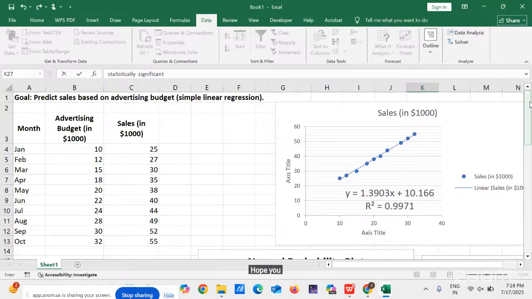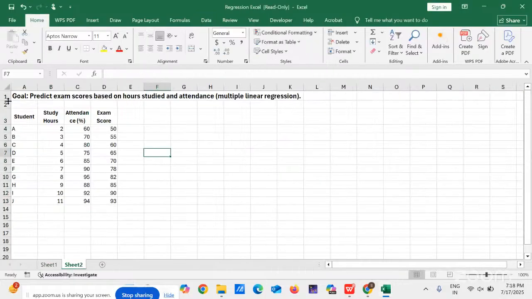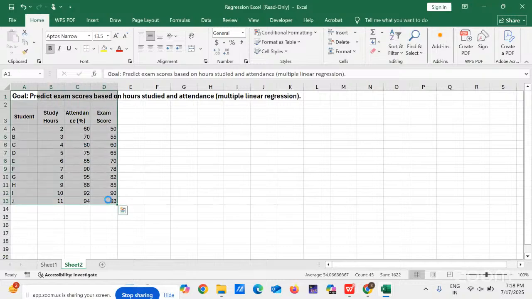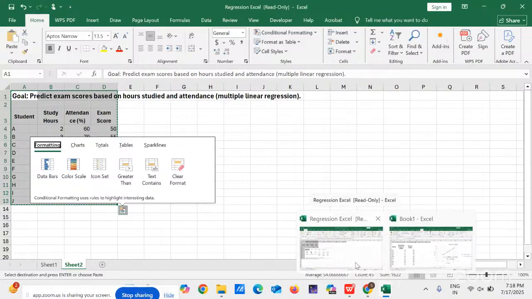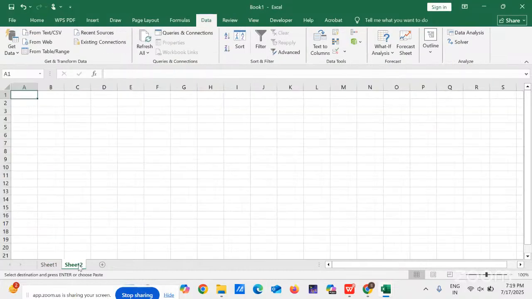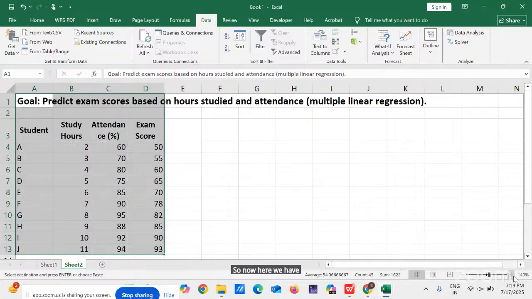Hope you all have done practicing the simple linear regression. I think so. Now we can start with the next model, that is multiple linear regression. So now here we have taken the example of multiple linear regression.